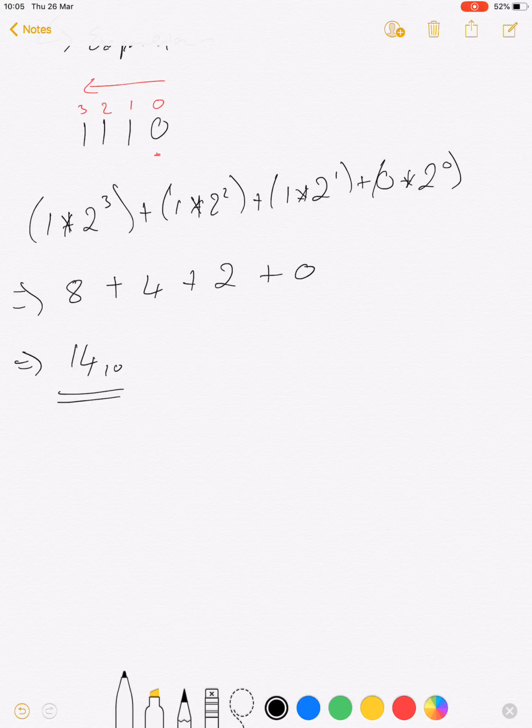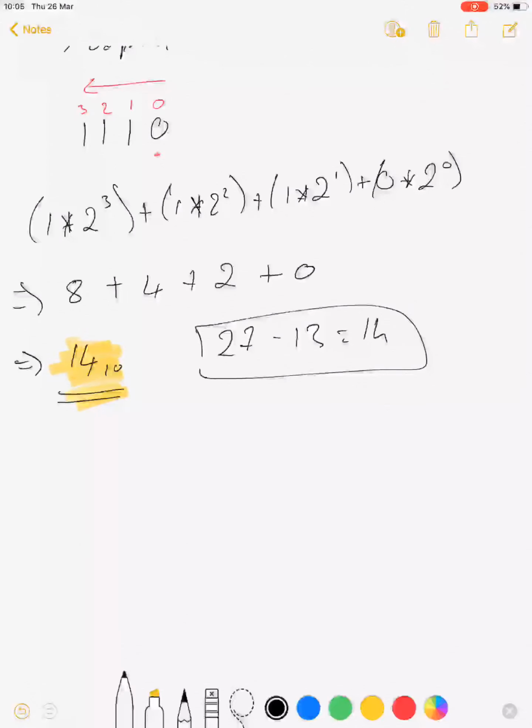Okay, and as we expected, when you look at it, 27 minus 13 is equal to 14, and this was the calculation that we were trying to do. Okay, let's summarize this. Let's go back through a little bit.